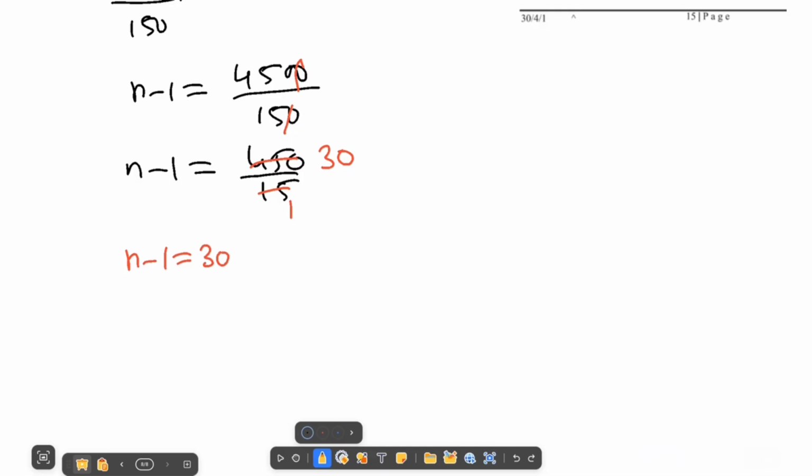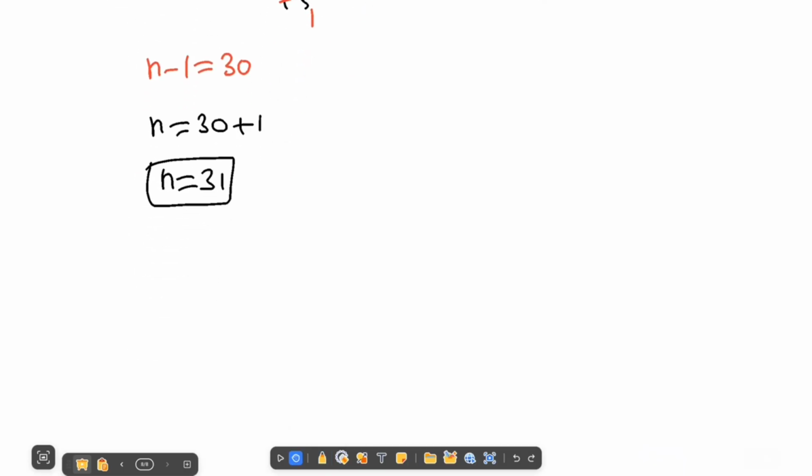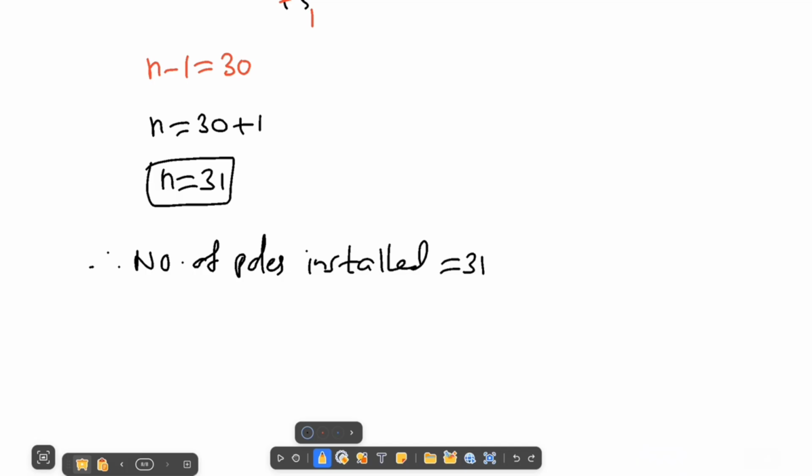Send minus 1 to the right side. Now n is equal to 30 plus 1. Now n is equal to 31. So the number of poles installed is equal to 31. Therefore the number of poles installed is equal to 31. So this is the solution for this question.